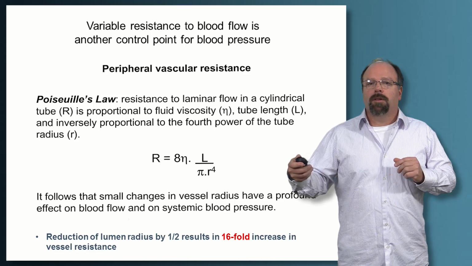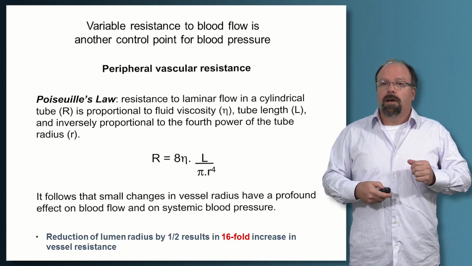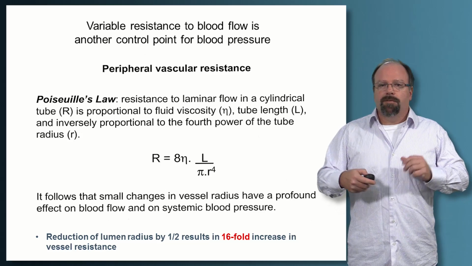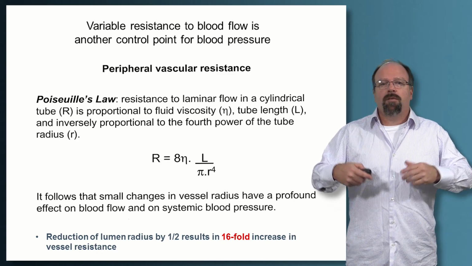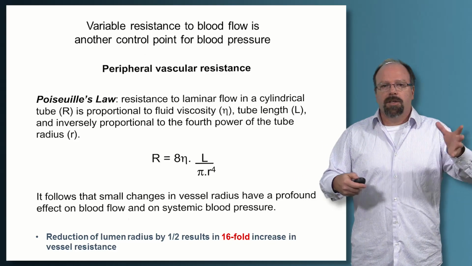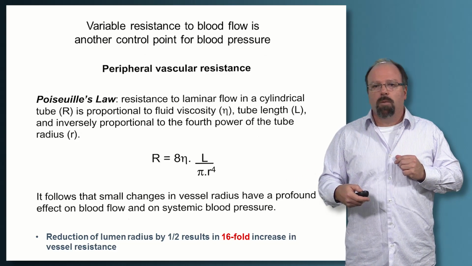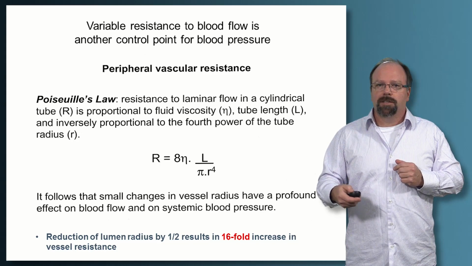It's quite remarkable, actually, that the resistance changes with the inverse of the fourth power of the radius of the vessel. So it follows that only very small changes in blood vessel radius can have a profound effect on blood flow. Here you see that reduction of the lumen radius by 1/2 can result in a 16-fold increase in vessel resistance.